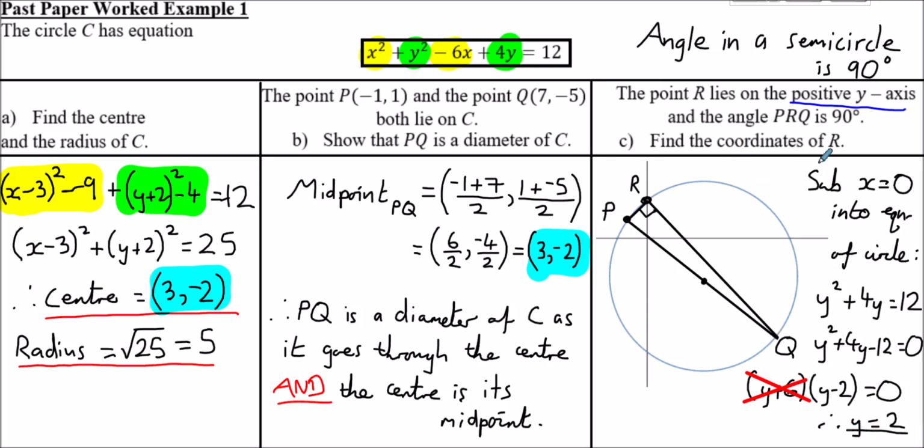But because it asks for the coordinates of R, we should really say that R is where x is 0 and y is 2. And that finishes off the first worked example.